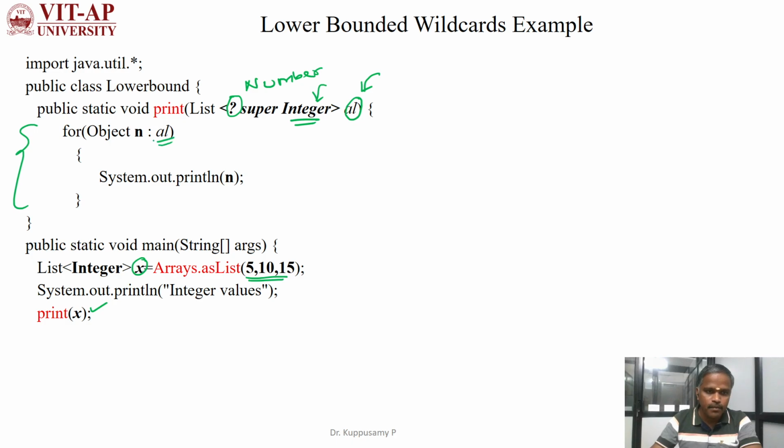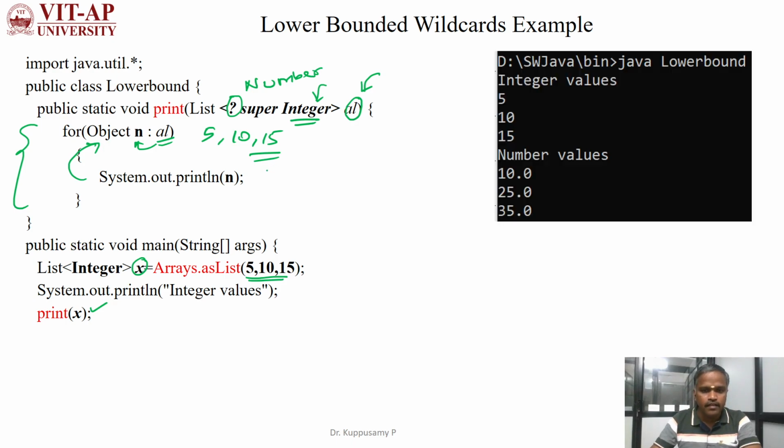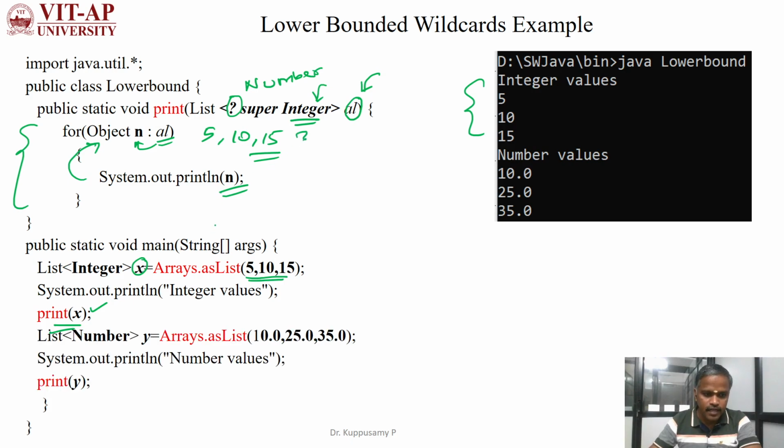Now it passes the values to n. So n receives the values one by one. First it will print 5, then 10, then 15, repeating the for loop 3 times because the length of the array is 3. Then you see we got the output for this print of x, which prints the values by executing this method code.